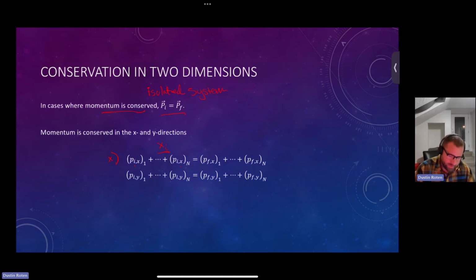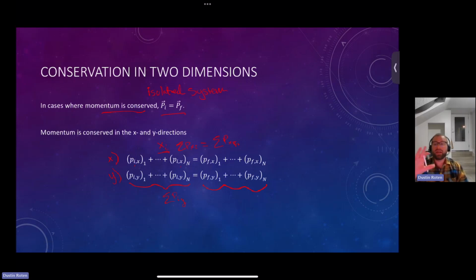So the total momentum in the x direction, the sum of p_ix initial, has to equal the total final momentum in the x direction. Same with the y direction. What we start with, here's the sum of initial y. We could have 1,000 particles or just 2, and they'll all have an x and a y momentum. We add up what we start with in each direction. It's got to equal what we end with. And that's the whole idea.